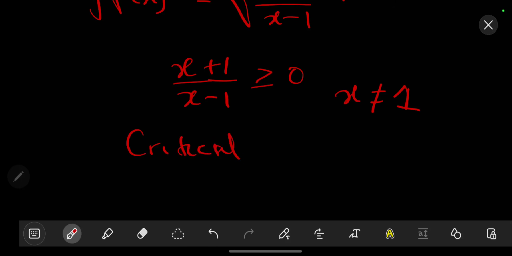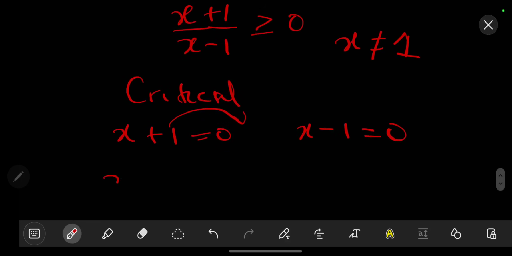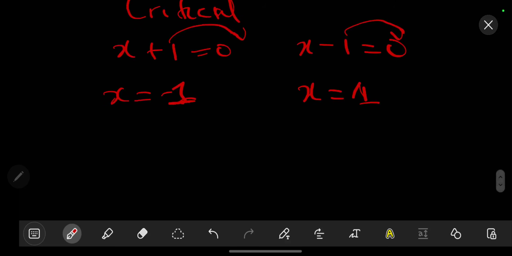The critical values are the zeros of the equation. So to find our critical values, we say x plus 1 is equal to 0, or x minus 1 is equal to 0. We take this value to this side, we have x is equal to negative 1, then x is equal to positive 1. So these are the values we are going to use. Let's come up with an interval: negative 1, positive 1.